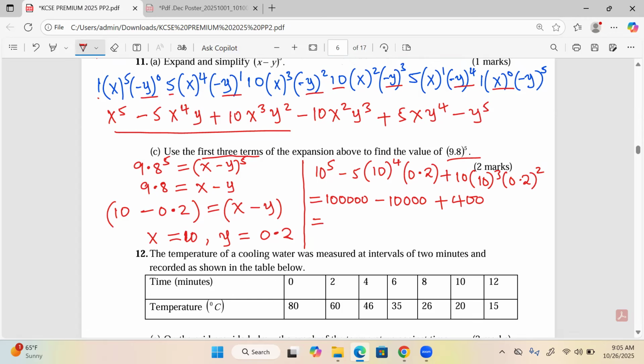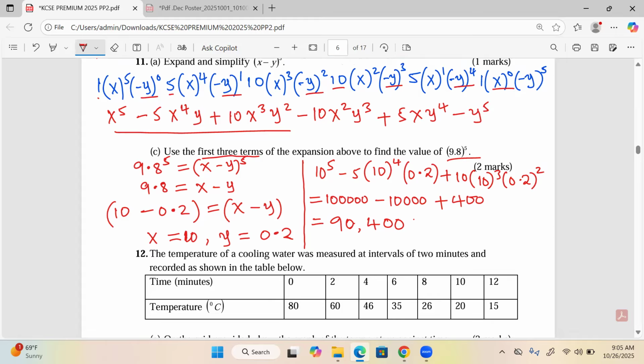So 100,000 minus 10,000 plus 400. This gives me 90,400. So that is the value that I'm getting.